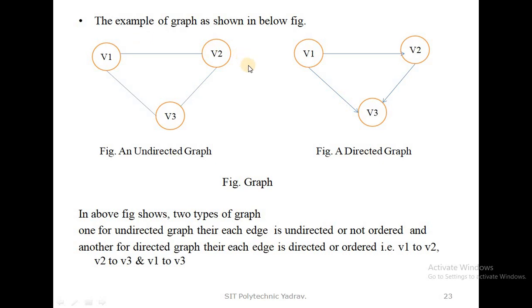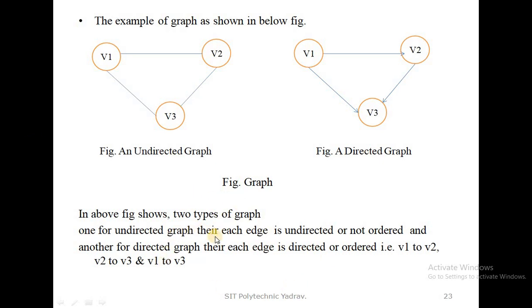Using an example we will make this point clear. The example of a graph is shown in the below figure. It is the undirected graph and it is the directed graph. What is the definition of an undirected graph? In an undirected graph, the edges are connected without order, so it is called an undirected graph, and this one is a directed graph. The above figure shows two types of graphs.